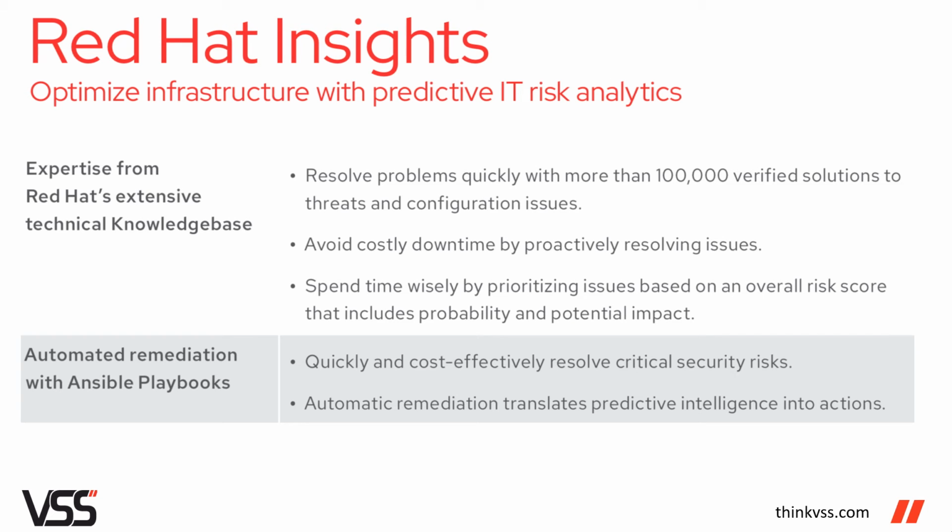Red Hat Insights provides expertise from Red Hat's extensive technical knowledge base with the ability to resolve problems quickly with more than 100,000 verified solutions to threats and configuration issues. Avoid downtime by proactively resolving issues. Spend time wisely by prioritizing issues based on overall risk scores that include probability and potential impact. Automated remediation with Ansible playbooks can quickly and cost-effectively resolve critical security risks. Automated remediation translates predictive intelligence into action.